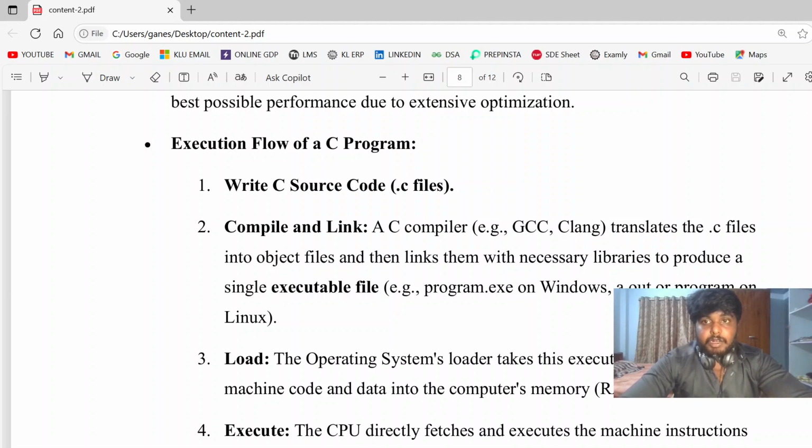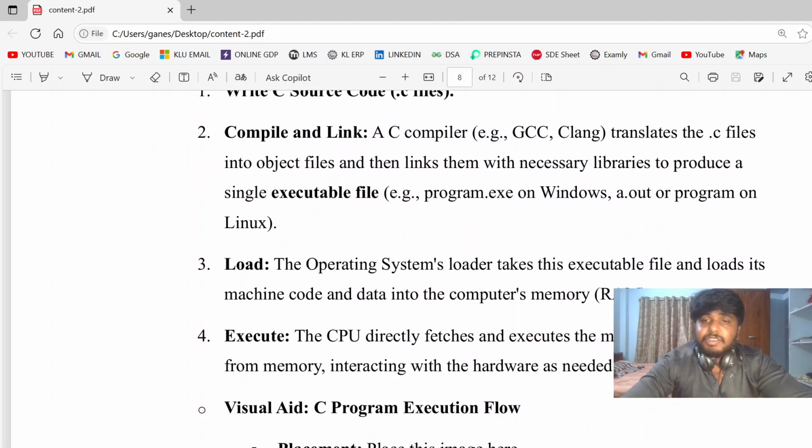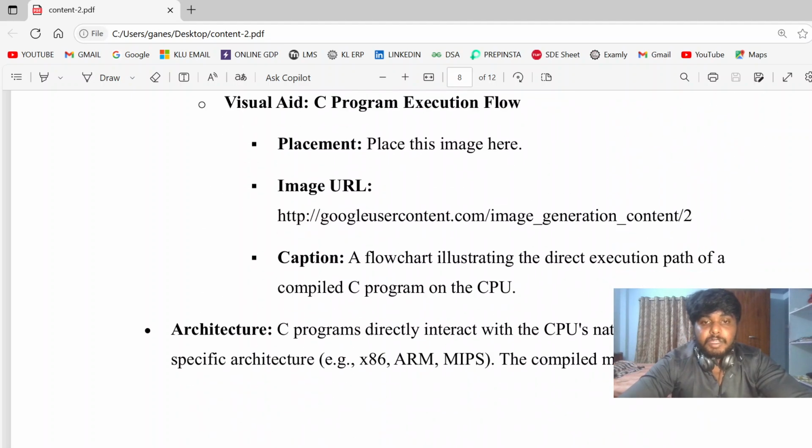A C compiler translates C into object files, and then links them with necessary libraries to produce an exe file. Every program that needs to be executed should be loaded into the RAM by the operating system. This is a major point. This is a fact. Execute: the CPU directly fetches and executes the machine instructions from memory, interacting with the hardware as needed.